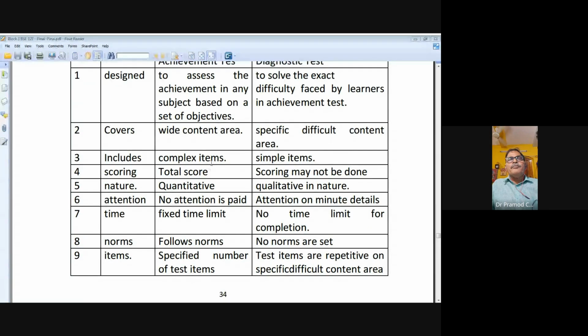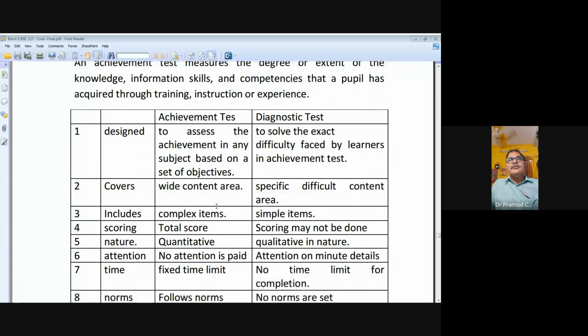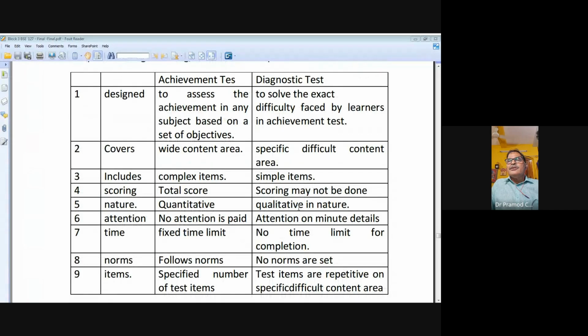The achievement test includes complex units, but the diagnostic test has simple items. In scoring, the total score will have to be taken into consideration for the achievement test. For the diagnostic test, it is not essential to take the total scores. Scoring may not be possible because we are finding out the learning difficulties and we must give remedial suggestions. Here the achievement test is quantitative. Quantitative means we reflect the marks, but here it is qualitative in nature. Qualitative means what quality we are going to develop, what reformation we are going to do.